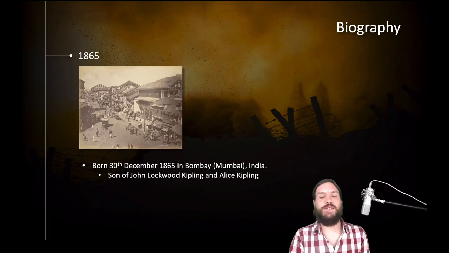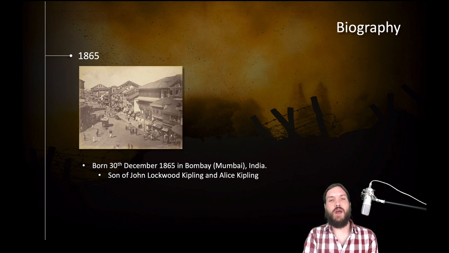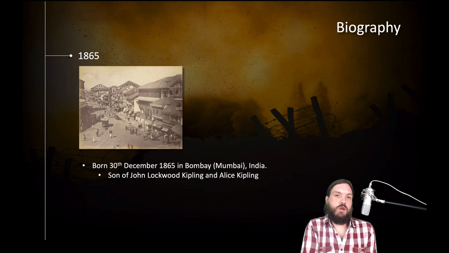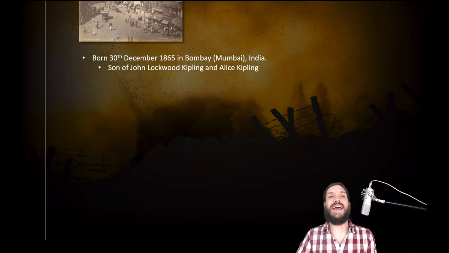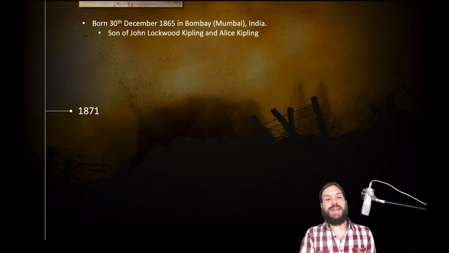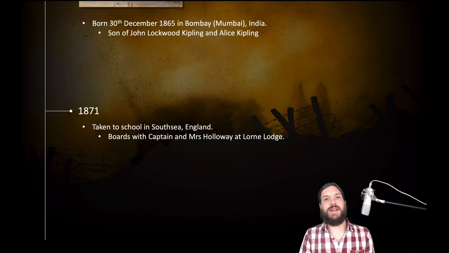In 1865, Kipling was born on the 30th of December in Bombay, as it used to be known, which nowadays we call Mumbai in India. He was the son of John Lockwood Kipling and Alice Kipling. He was taken to school in Southsea, England, and he was sent to live with a couple called Captain and Mrs. Holloway at Lorne Lodge.